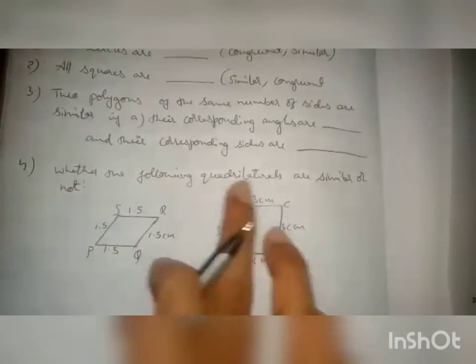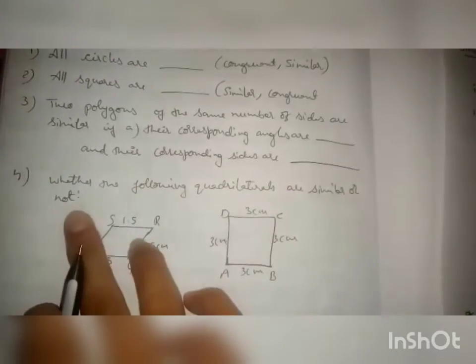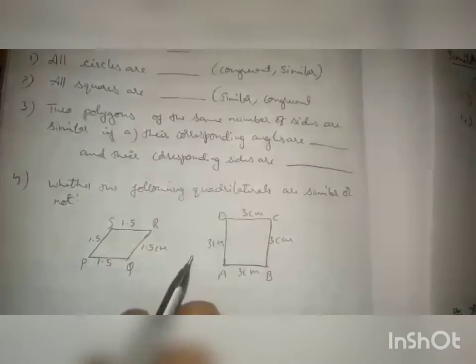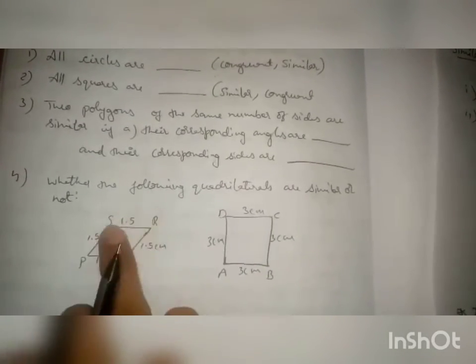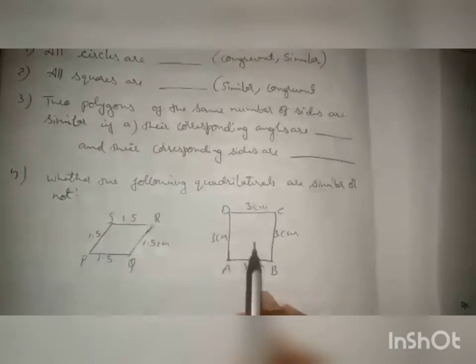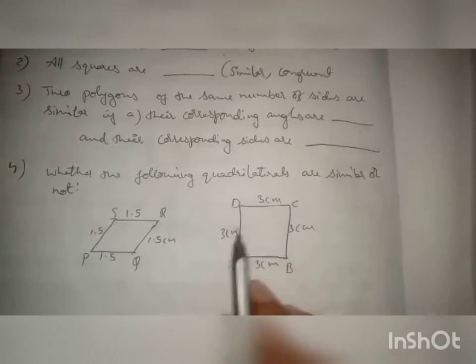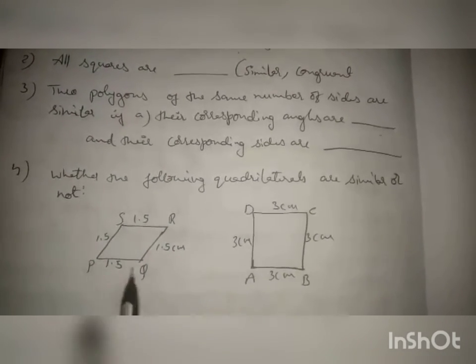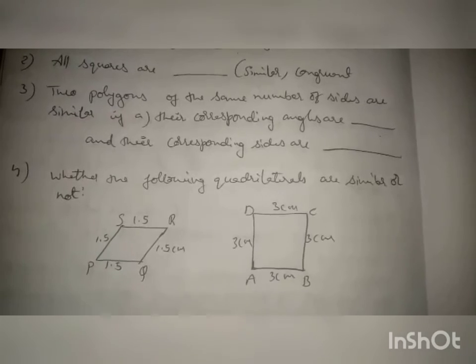Fourth one, whether the following quadrilaterals are similar or not. You have to mention whether these two figures are similar or not. There are two figures. This is 1.5 centimeter and here 3 centimeter. All sides are 3 centimeter. So you have to say whether it is similar or not.